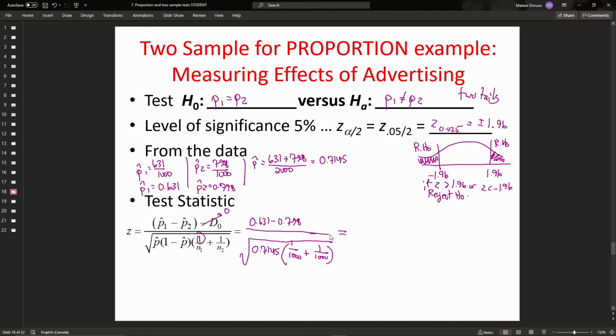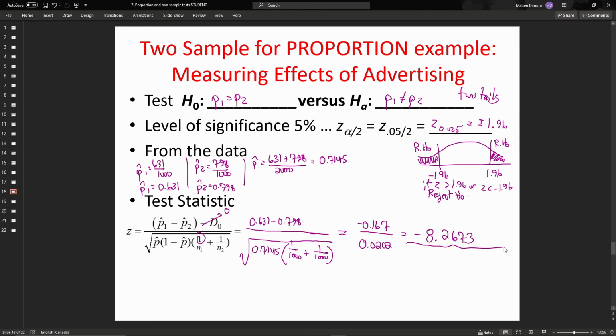So when you do all the work, you might want to pause the video. I'll give you some intermediate numbers. So there's the numerator, negative 1.67, and the denominator, 0.0202. For a grand total of negative 8.2673.